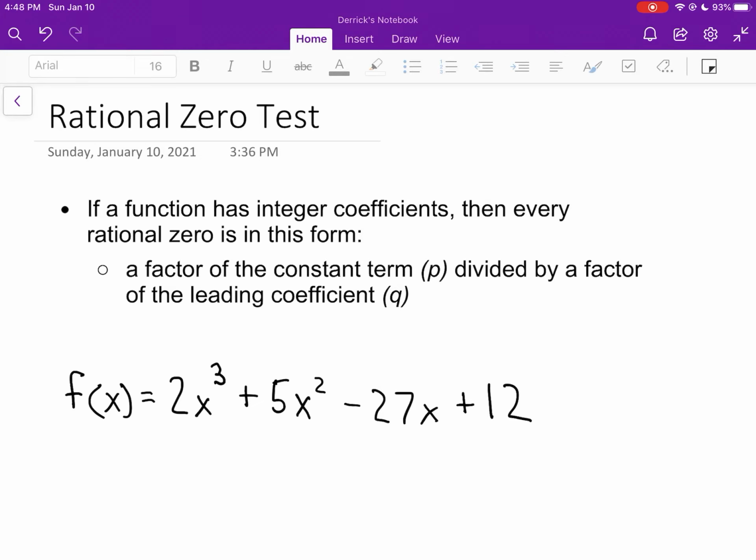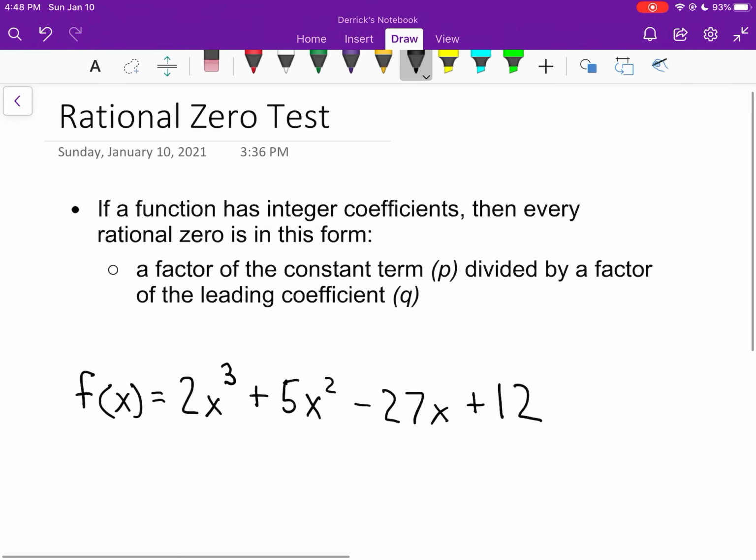So, first off, whenever it says a function has integer coefficients, remember that integer just means a whole number, meaning no fractions, no decimals in front of the variables, but they can be positive or negative. When it says a rational zero, remember rational means that you can express it as a fraction. Okay? So what it's saying is if you have a function that has only whole number coefficients, you don't have any fractions or decimals in front of the coefficients, not necessarily every zero of the function, but every one that can be written in a fraction, you can find them by taking the factor of the constant term.